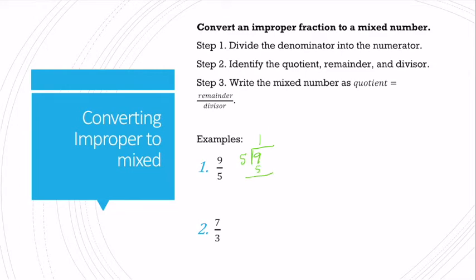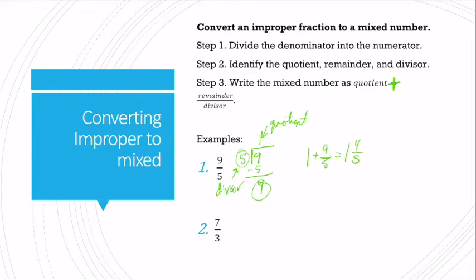Next, I need to identify the quotient. That's 1. That's how many times 5 goes into 9. Here's our divisor. That's what we're dividing by. And our remainder, 9 minus 5, is 4. So this written as a mixed number would be quotient plus remainder over divisor. So I've got 1 plus 4 over 5. So I've got 1 4/5.